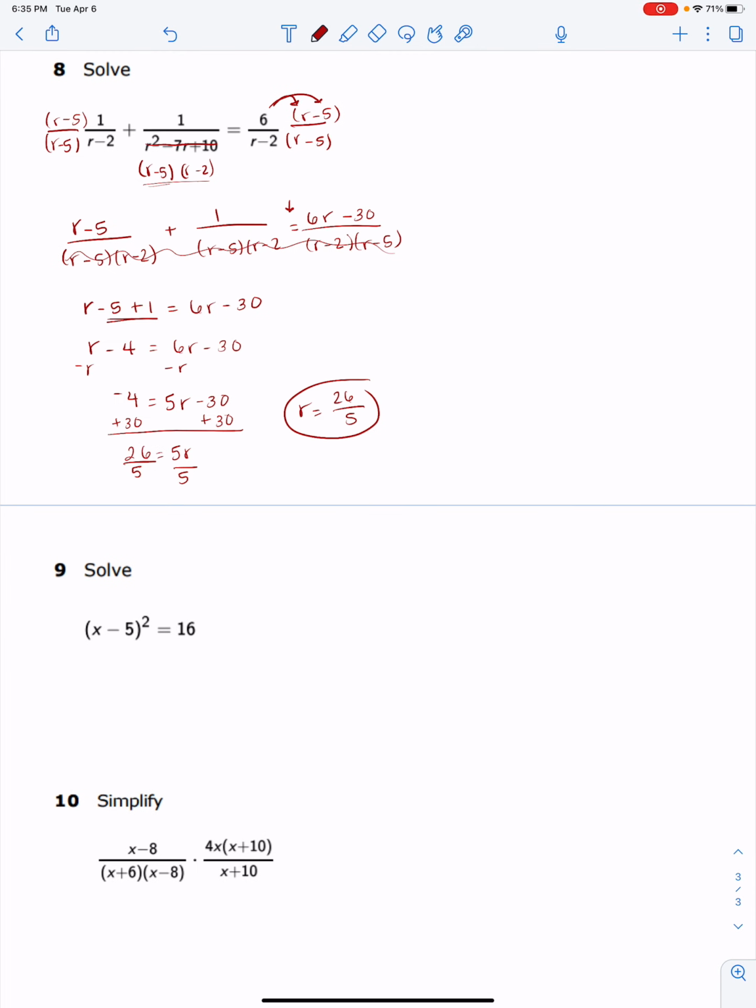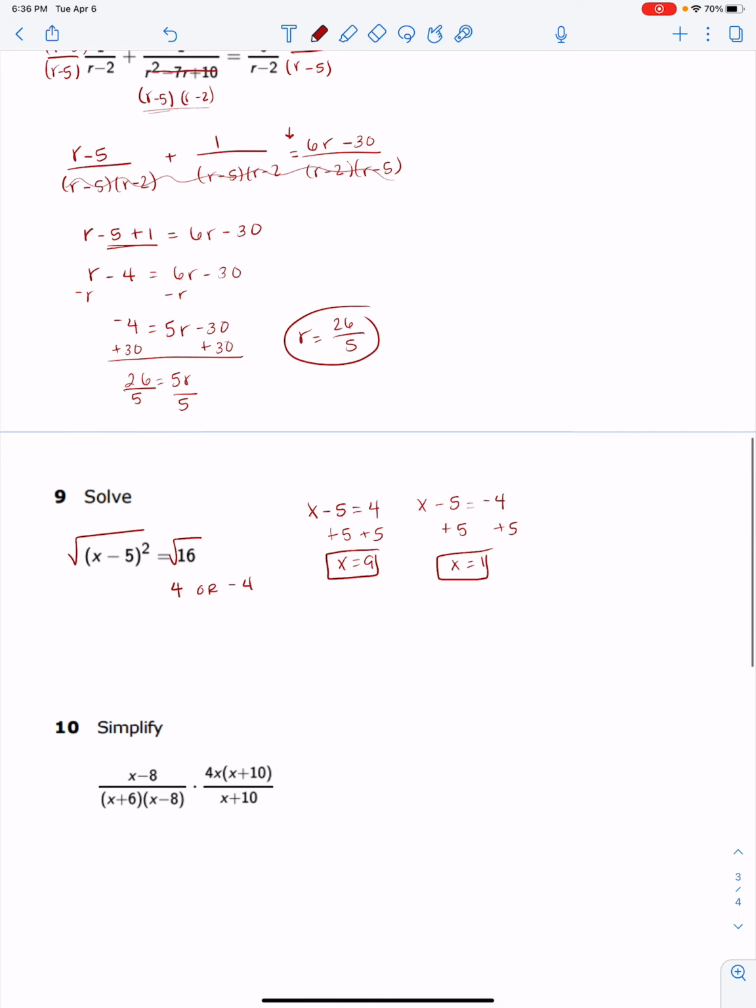If I have the x squared, and that's what's happening here, right? And all in all, really, I have some other stuff going on, but x is squared. So when I raise this to the 1/2 power or take the square root, 16 can be 4 or negative 4. So I have x minus 5 equals 4 and x minus 5 equals negative 4. So we're going to add 5. So x equals 9. And the other answer, x equals 1.